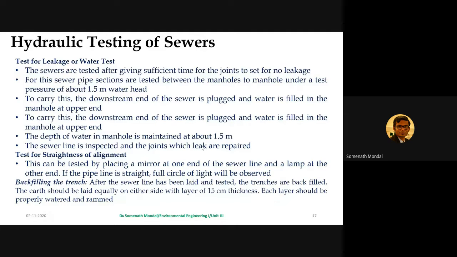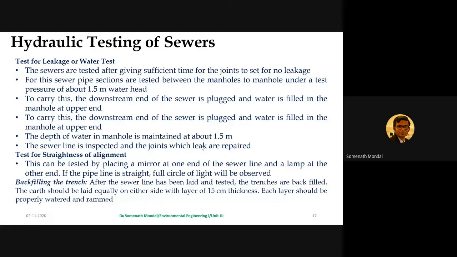To carry this out, the downstream end of the sewer is plugged, and water is filled in the manhole at the upper end. Fine. Now the depth of the water in the manhole is maintained at 1.5 meter, that is, the head is maintained. Now the sewer line is inspected, and the joints which leak are repaired.